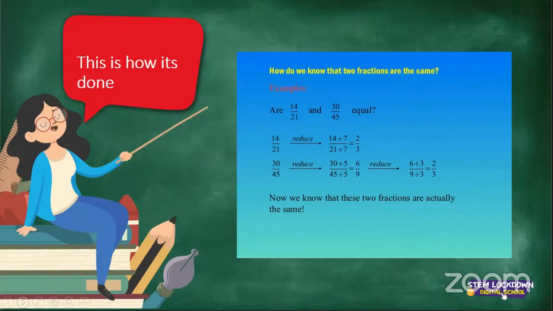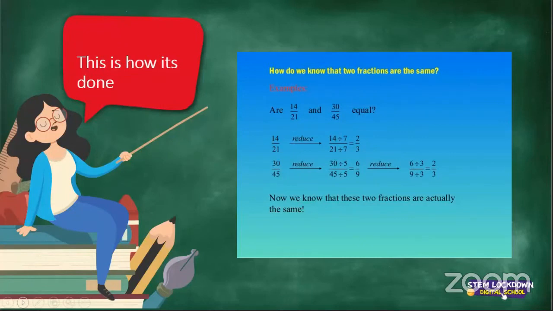Therefore, your fraction is 2 over 3. Now we are able to say that 14 over 21 and 30 over 45 are equal because we have reduced both these fractions. Also, you can reduce 30 over 45 by dividing by 15.